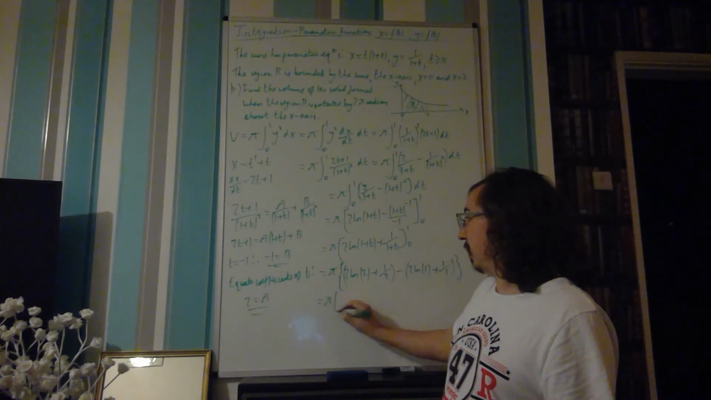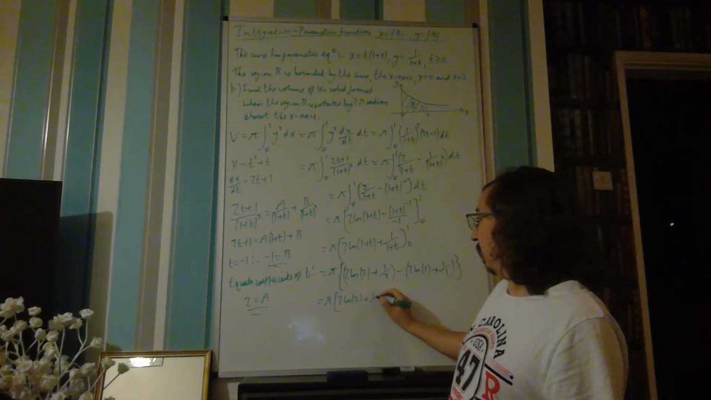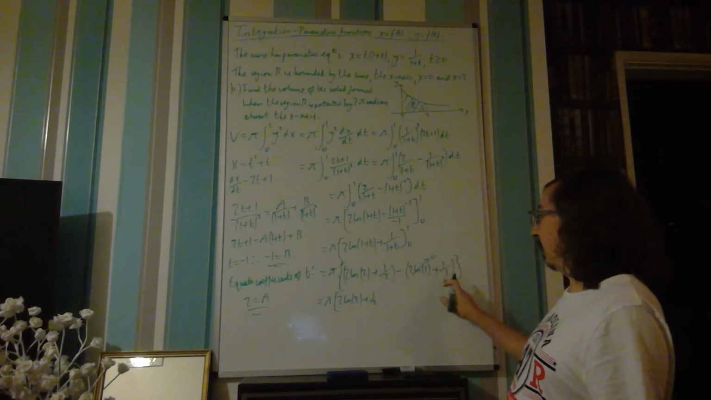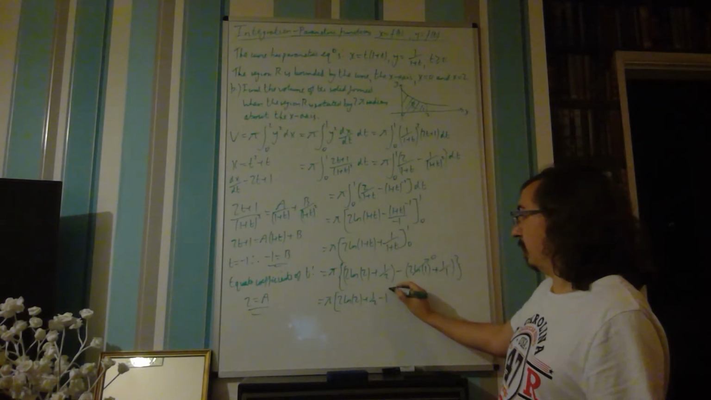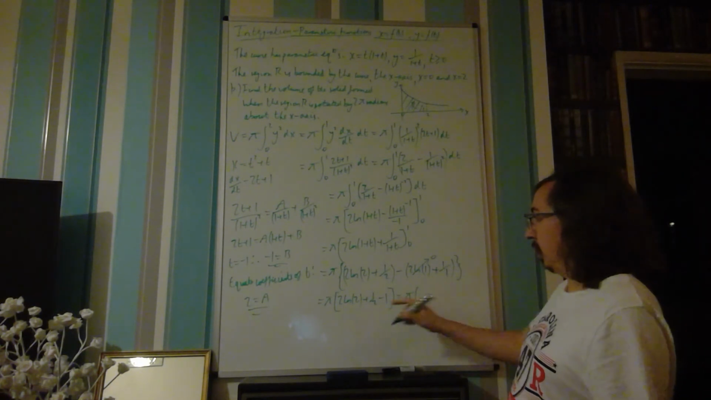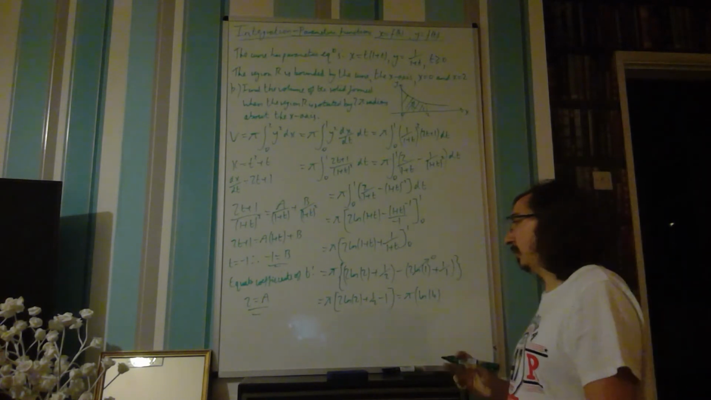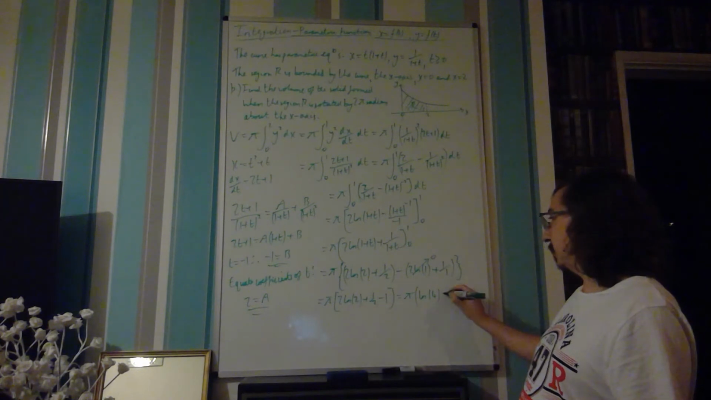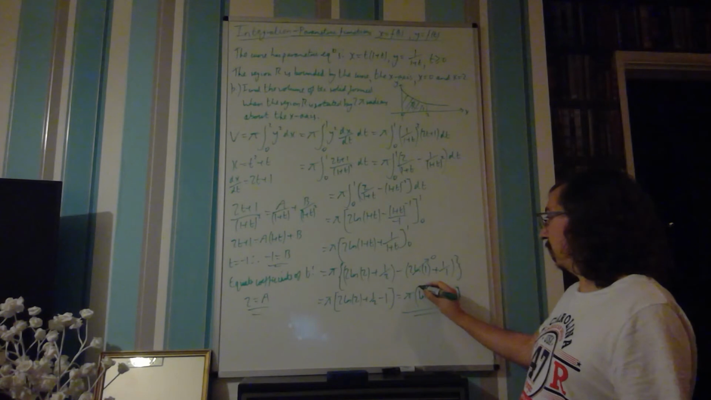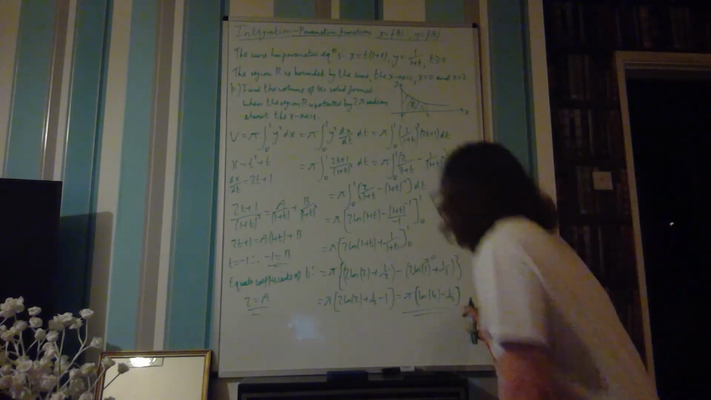So you've got pi times 2 ln 2 plus a half. ln 1 goes to 0 there. 1 over 1 is 1, minus 1, which is pi times, you can either write it as 2 ln 2 or you can write it as ln 2 squared, which is ln 4, plus a half minus 1, which is minus a half there. And that is where I would leave that in that form.